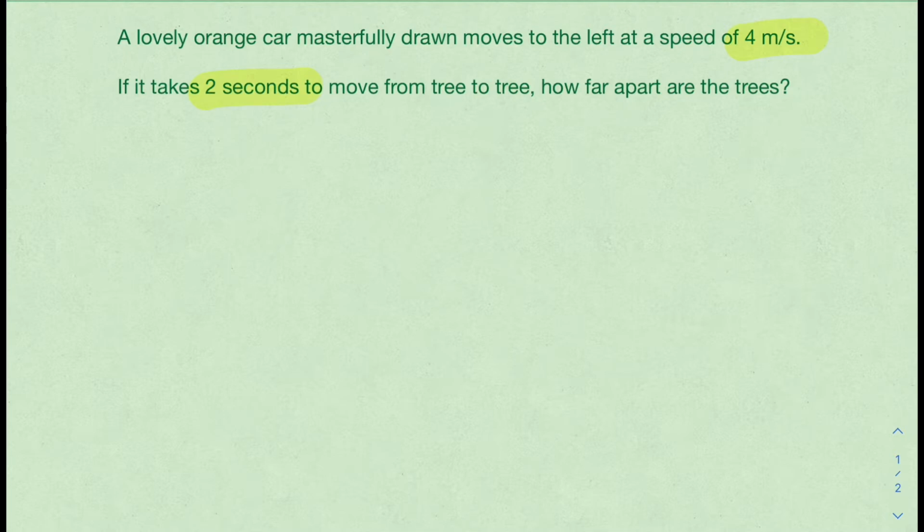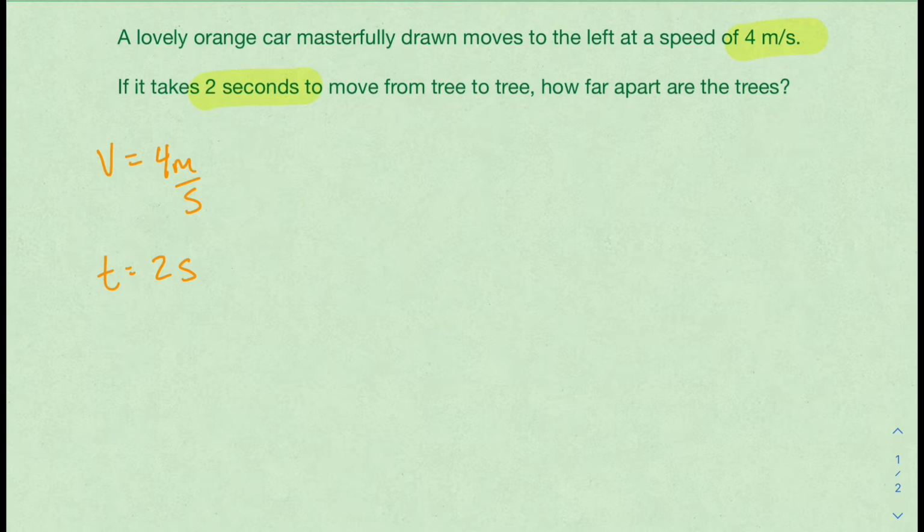Now, it does say to the left, so we're kind of separating those things out here. We might see things like that. And we have a time, 2 seconds, no direction there. So we have 4 meters per second and 2 seconds. And it just says how far apart are the trees.